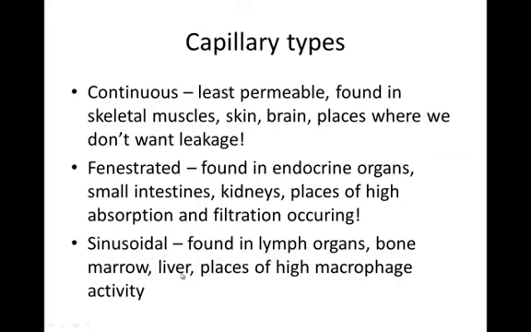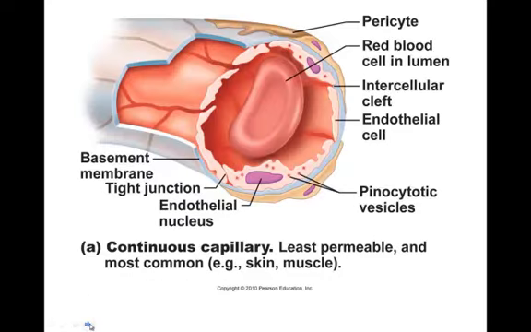In our liver, we have these cells called Kupffer cells, and these cells can reach through the sinusoidal capillaries and grab big substances to eat. In your bone marrow, those sinusoidal capillaries allow big cells like red blood cells to get right into the blood supply when they're made. So these are very leaky capillaries to allow large substances to get through.